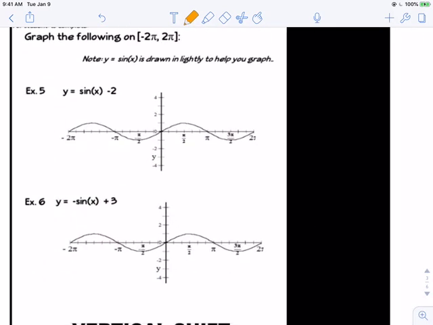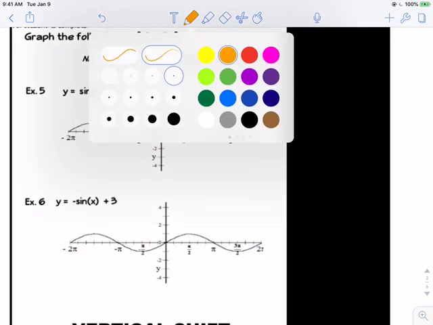Now let's try it ourselves. Graph the parent function, sine of x. It's already there for you. Shift it down 2. That's all you have to do. Find reference points you're going to use, not on your cell phone, but maybe on the paper, and then shift them down 2.